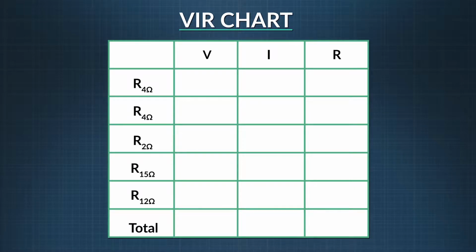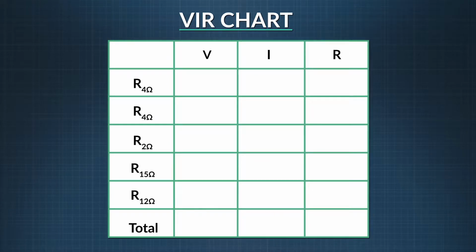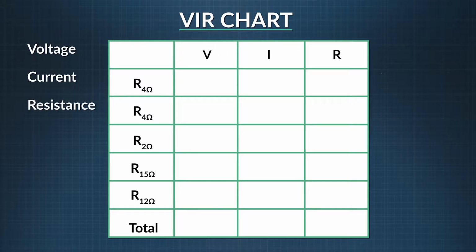This is called a VIR chart, and it shows you how voltage, current, and resistors behave in circuits. We can use the chart to figure out how much current runs through a given resistor, the voltage across that resistor, or the equivalent resistance or current for the entire circuit. The V is voltage, I is for current, and R is resistance.